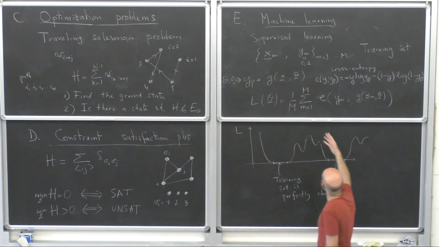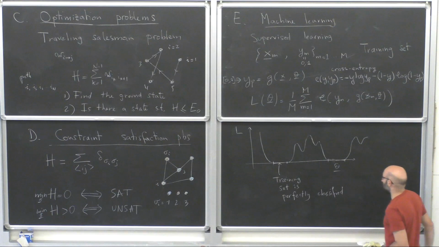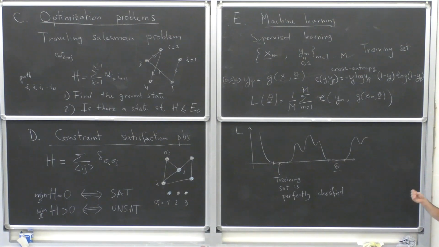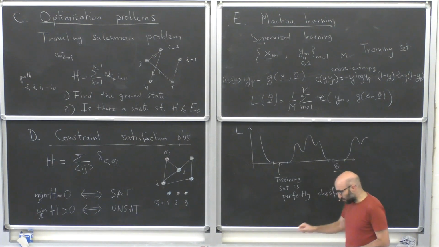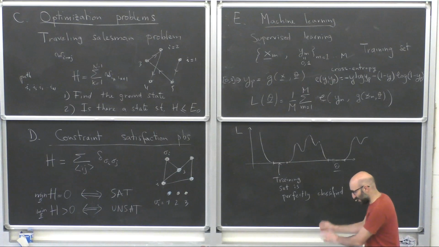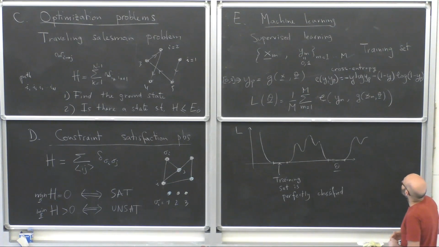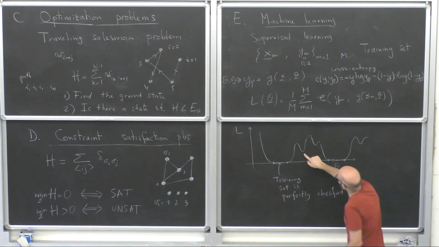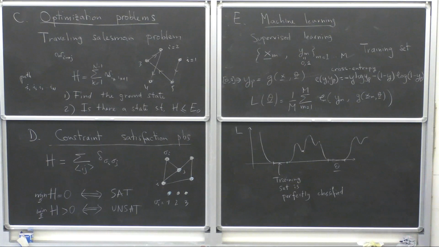You have your loss function that has regions where it's 0, that are the regions where your machine has perfectly learned the association between image of cat and label of cat on the training set. And you have regions where some data in the training set are not well classified.